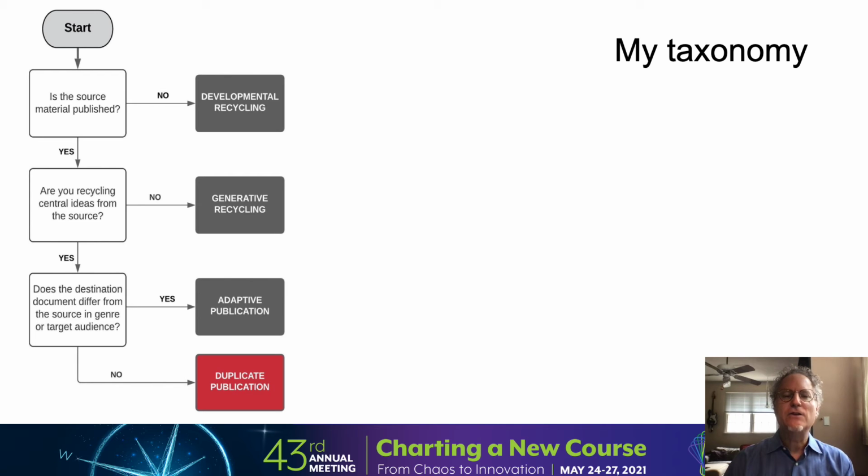And then finally, duplicate publication is recycling published material along with the same primary content for the same audience and genre, such as submitting the same published article to another journal or making superficial changes to an article and submitting it to another journal as a new manuscript. We've been using these new terms in our model text recycling policies that we're developing, and they've proven to be very useful. We'll be releasing those in the near future.